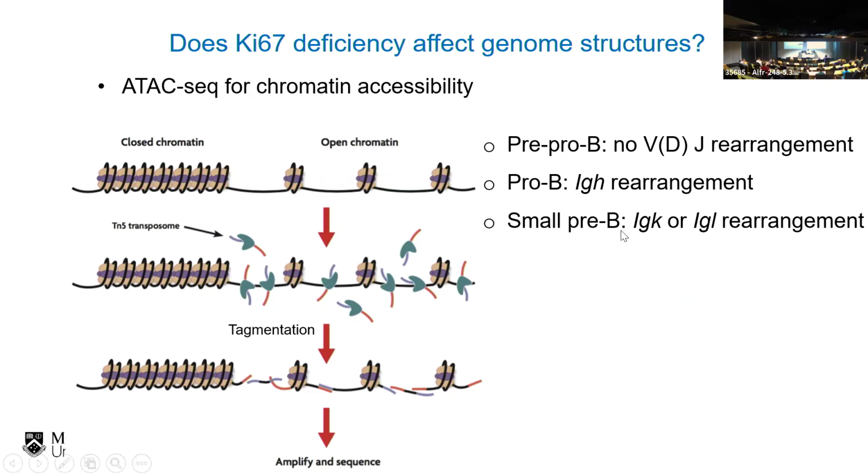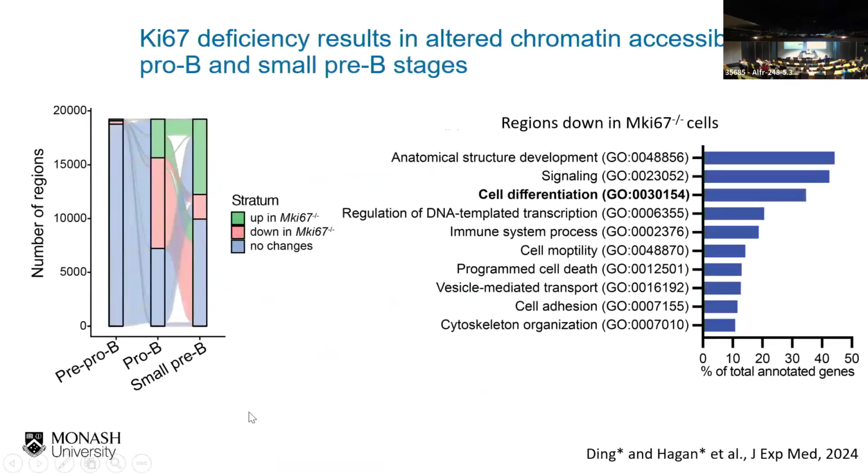And then a small pre-B cell population where they have the light chain rearrangement, where they also had quite significant defects in our knockout mouse. So here, this plot shows that in the pre-Pro B cells, probably as expected, there were not many changes in the accessibility in the regions across the whole genome. But in the Pro B and the pre-B cell stages, you can see quite significant changes in their chromatin accessibility compared to the wild type cells that we sorted and sequenced.